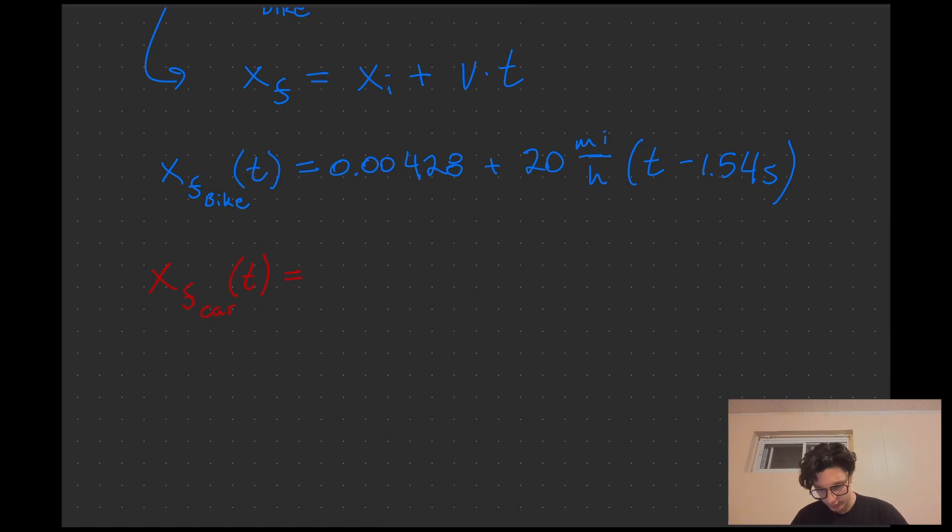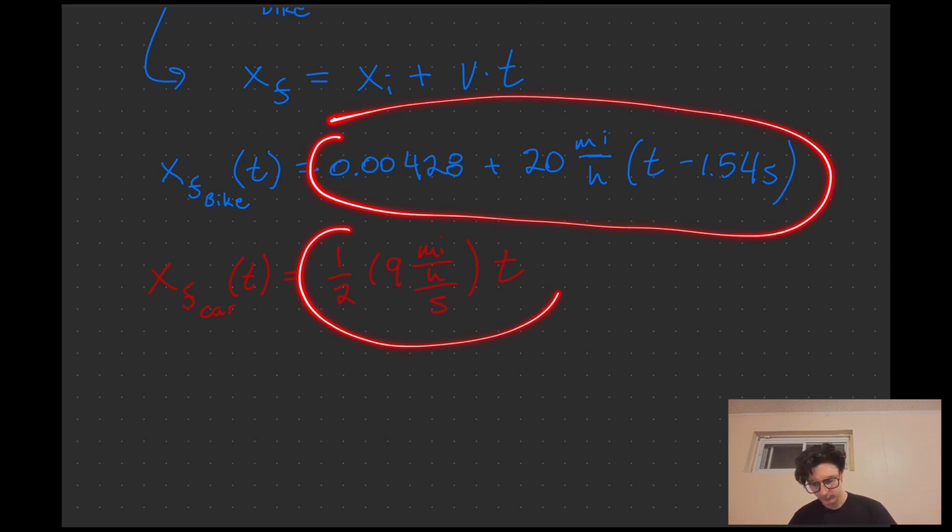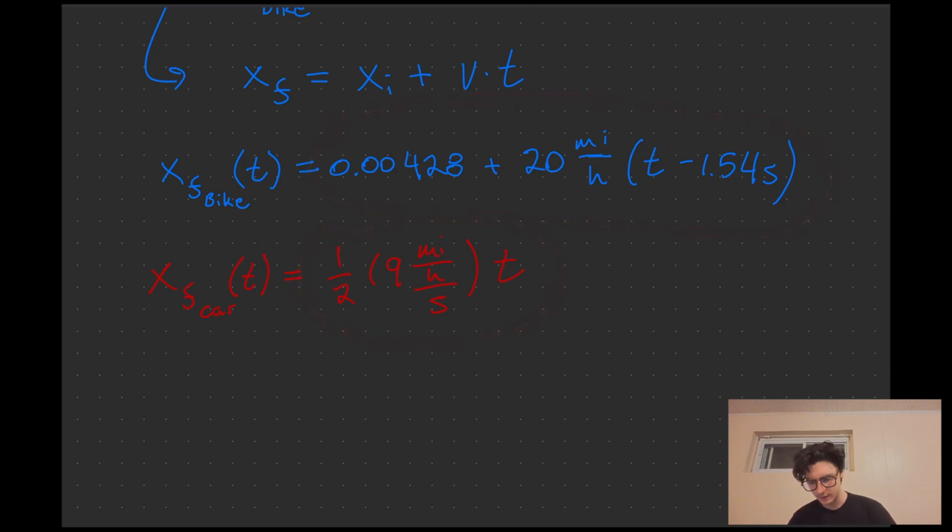So initial position is 0, initial velocity is 0. So we just have 1/2 and then its acceleration, which is 9 miles per hour per second. And here we have a time. We're going to leave the time blank because that's what we're looking for. Now what we can do is equate this with this, and we're going to have an equation for time right here and right here. Oh, my mistake, there's a t squared over here. Then we can solve this equation.